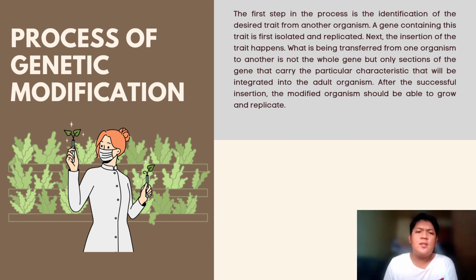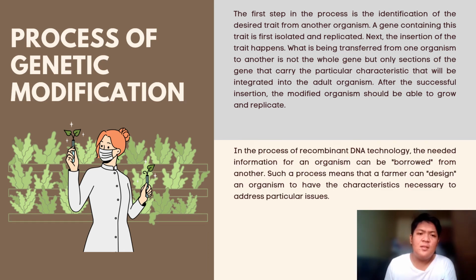After a successful insertion, the modified organisms should be able to grow and replicate. In the process of recombinant DNA technology, the needed information of an organism can be borrowed from another. This process means that farmers can design an organism to have characteristics necessary to address particular issues.